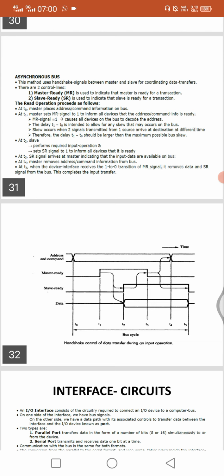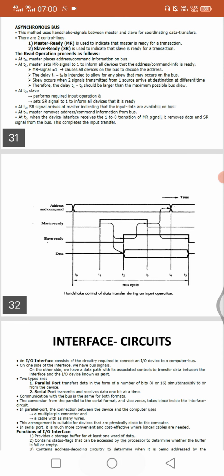The read operation proceeds as follows. At T0, the master places address command information on the bus. At T1, the master sets the MR signal to 1 to inform all devices that address or command information is ready. That means MR signal equal to 1 causes all devices on the bus to decode the address.